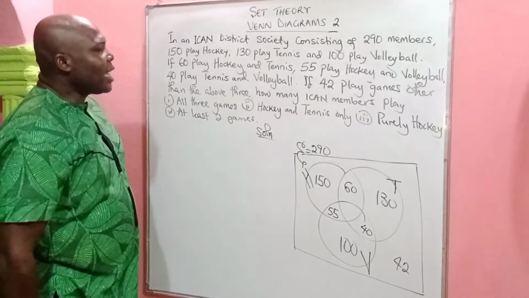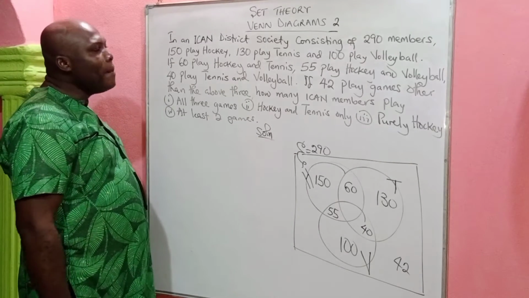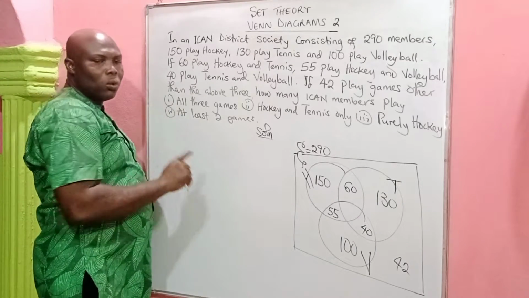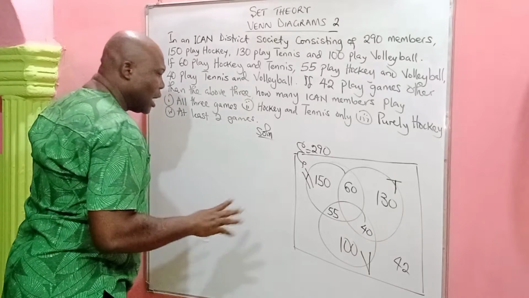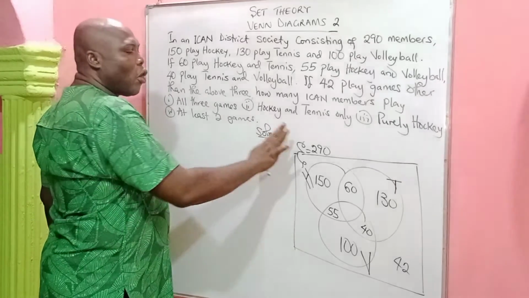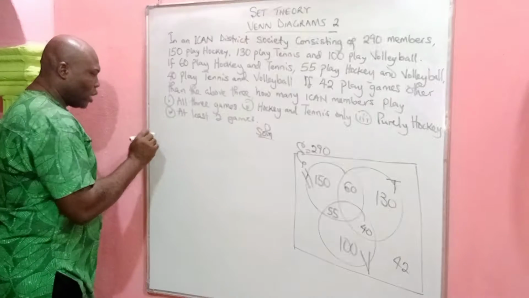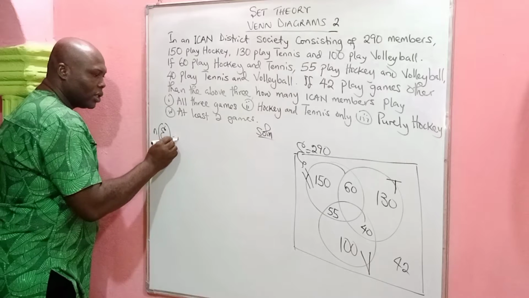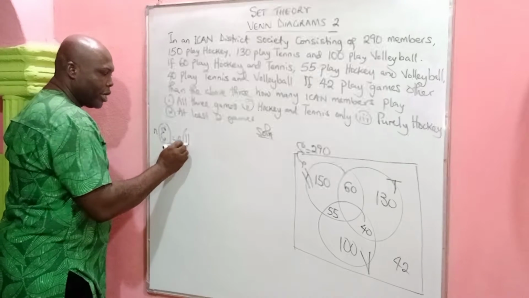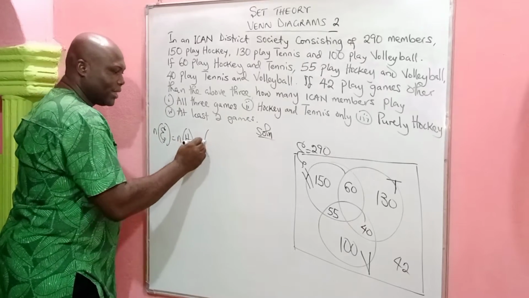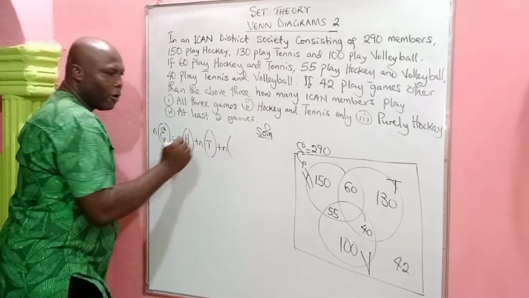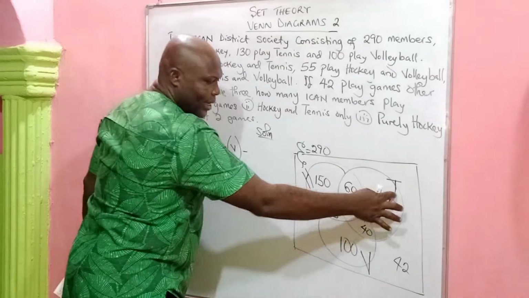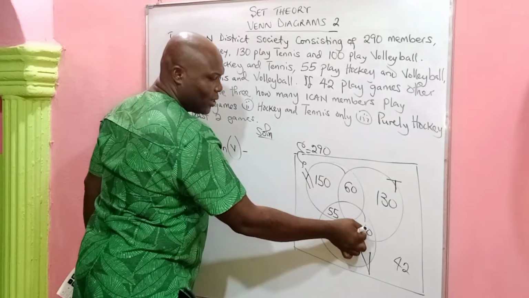The first thing they ask us to find is how many icon members actually play all 3 games. And so that's what we'll go straight to find out. Now we have a special formula for computing the universal set. The number of the universal set will be equal to the number for hockey, plus the number for tennis, plus the number for volleyball. Then we are adding this and this and this, so we subtract their intersections, these 3 intersections.